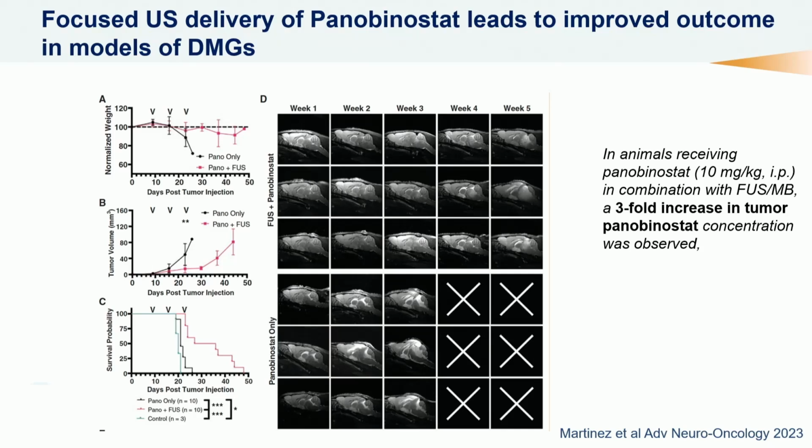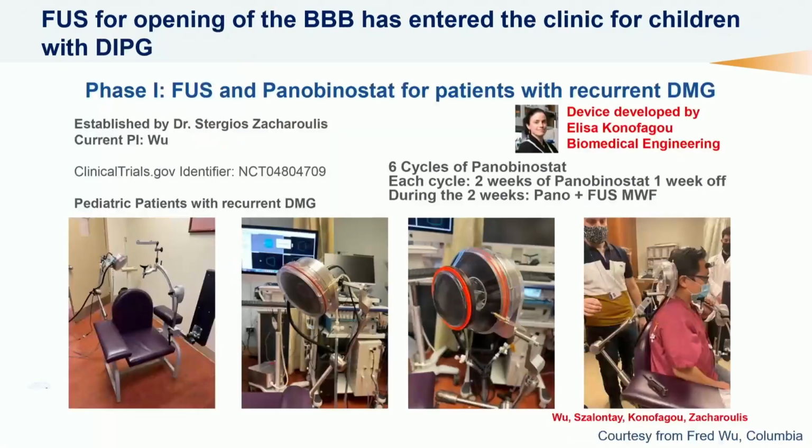showing again that using focused ultrasound delivery of panobinostat leads to improved outcome in models of diffuse midline glioma. And now this is already in clinical trials in the US. There's one study led by Fred Veil from Columbia. They have their own homemade device where the patients are sitting in clinic, getting the blood-brain barrier opened with this device you can see here, also in combination with panobinostat.